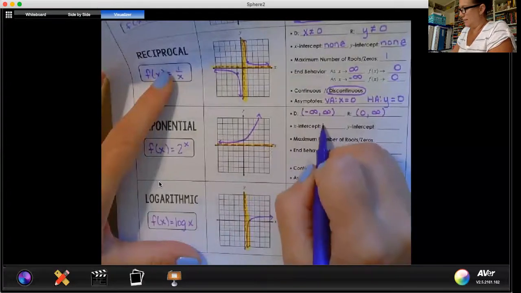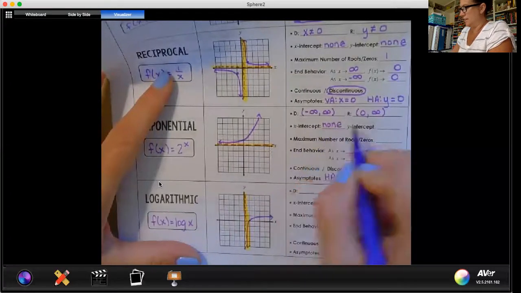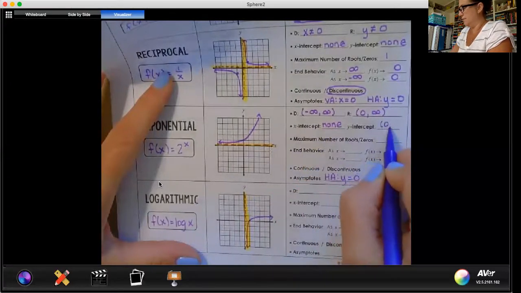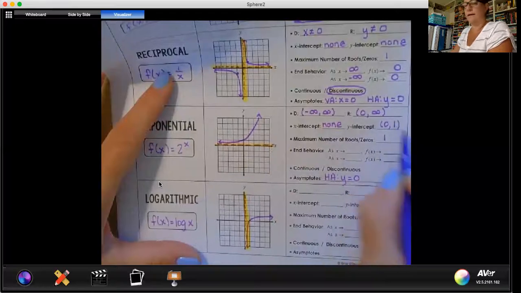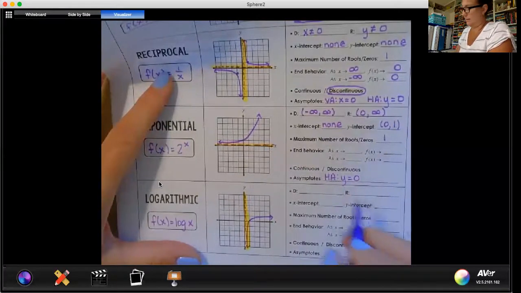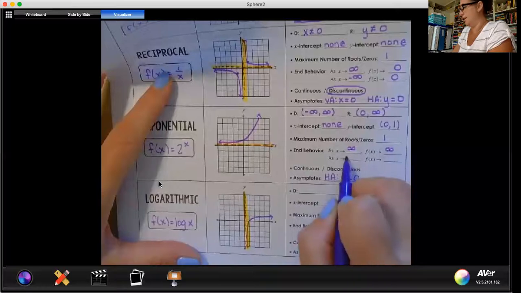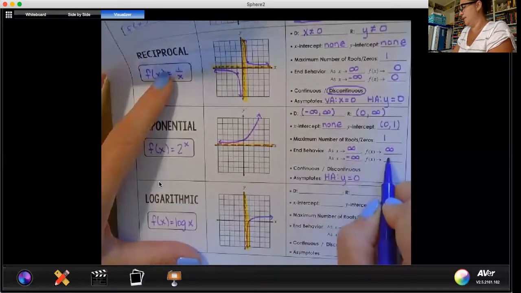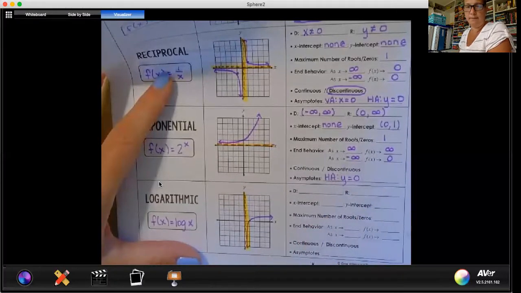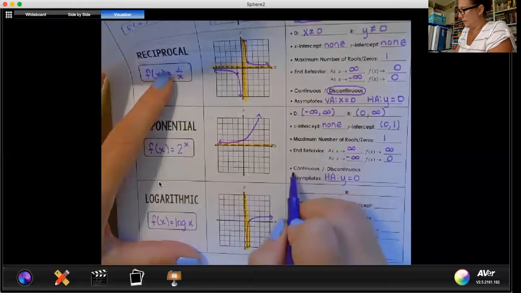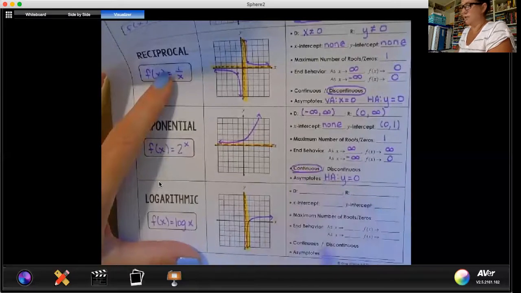You have no x-intercept, and your y-intercept is at 0, 1. The maximum number of times it can cross is 1. And as x approaches infinity, your graph approaches infinity. As x approaches negative infinity, your graph approaches 0. It is a continuous function.